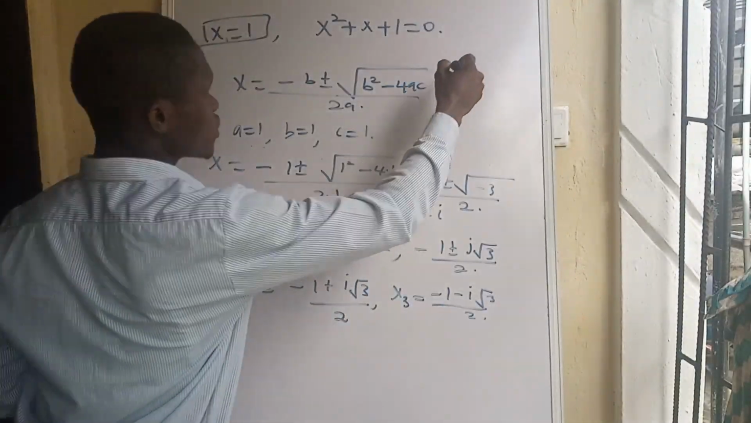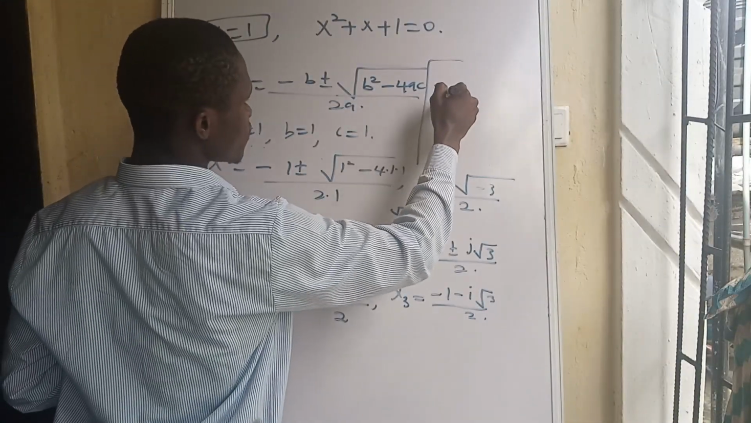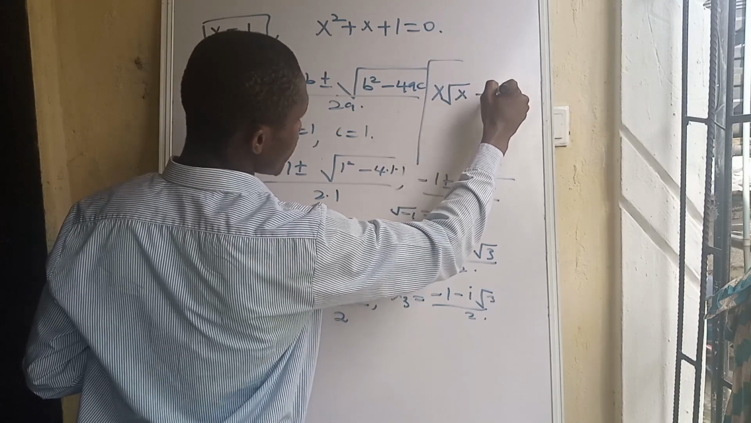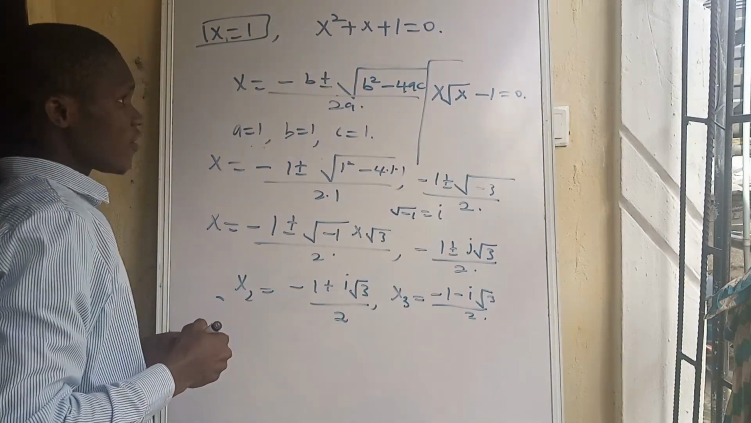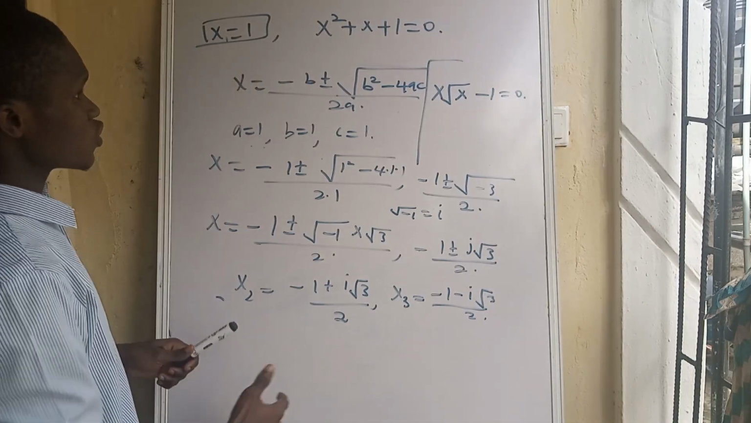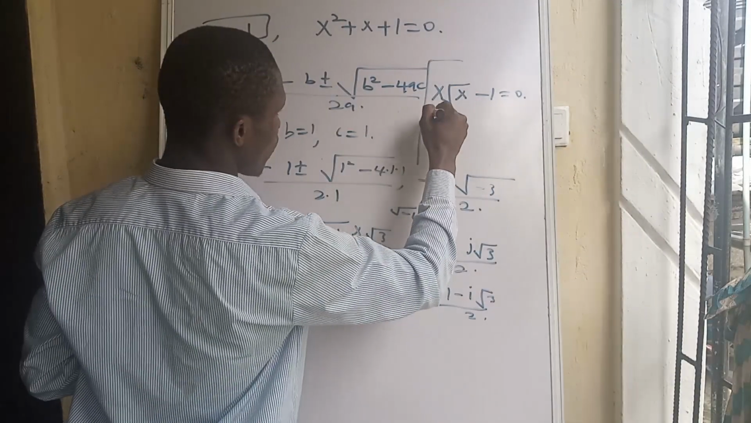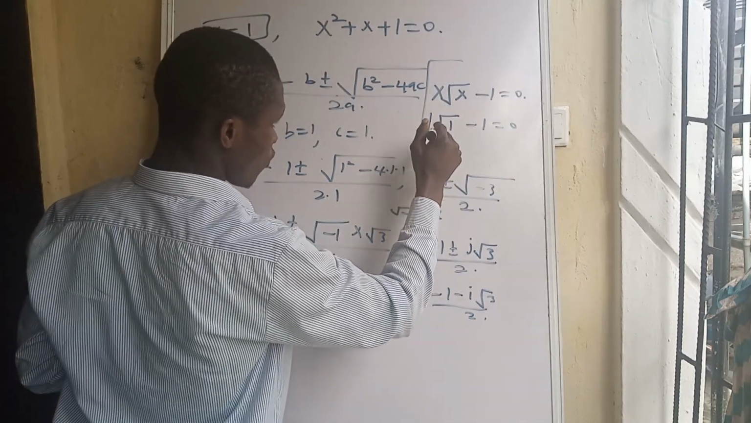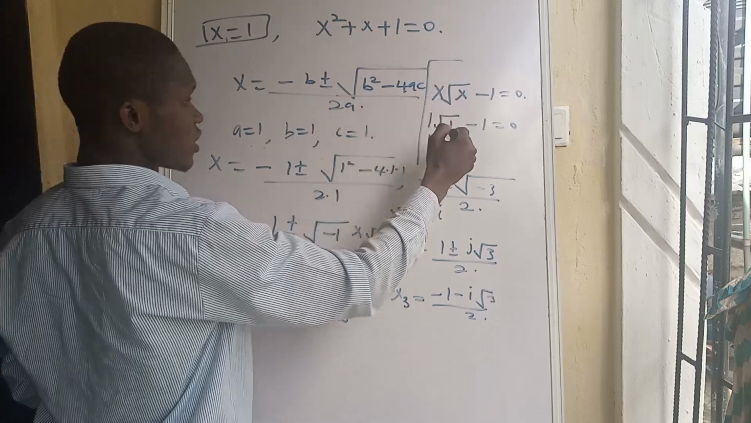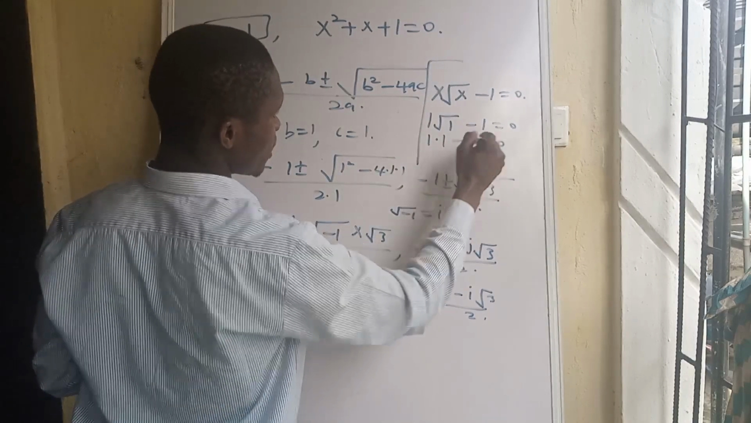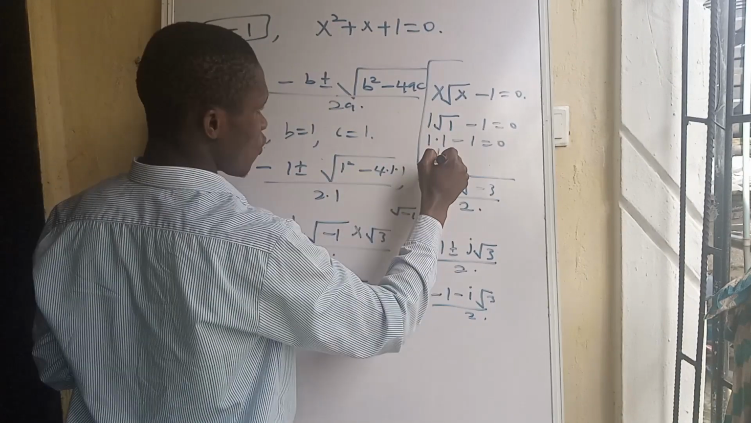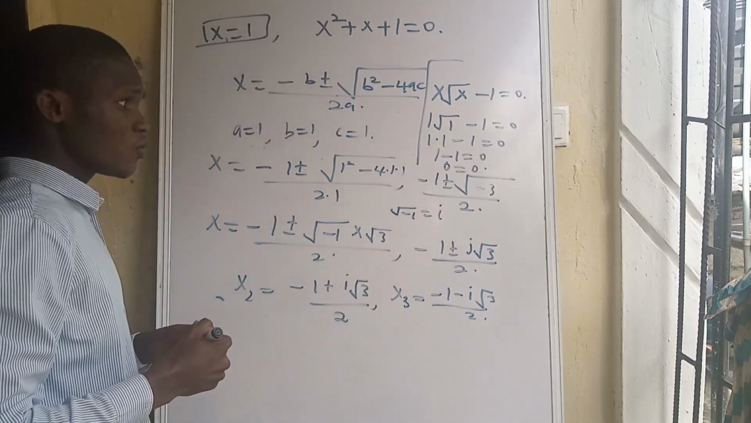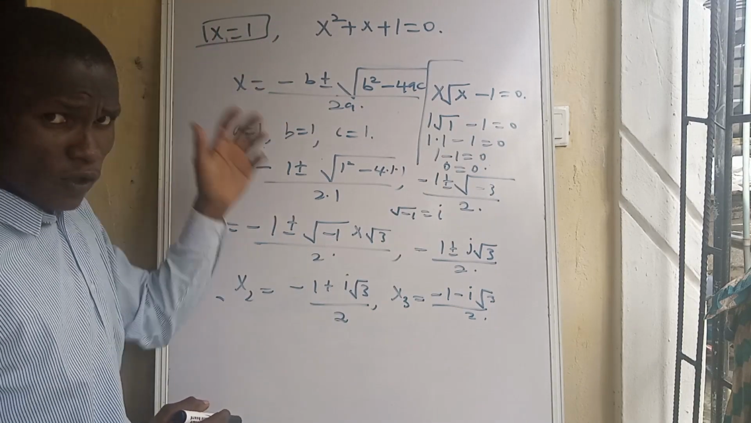Recall our previous question: x times the root of x minus 1 is equal to 0, and we said x1 is equal to 1. If we put this in, we have 1 times the root of 1 minus 1 is equal to 0. 1 multiplied by the root of 1 gives us 1, and 1 minus 1 is equal to 0. So we have 0 equals 0, and the value x1 is correct.